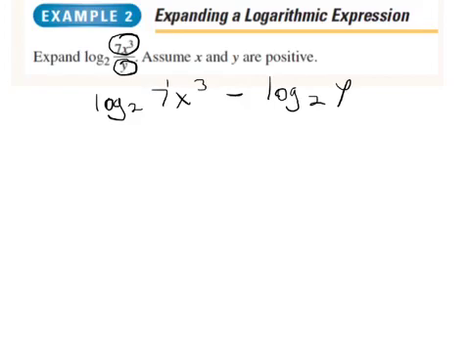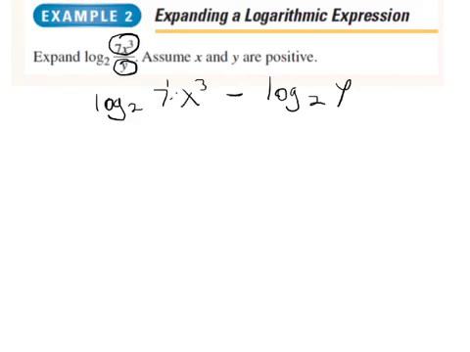Our 7 has an exponent of 1. So we need to separate the multiplication first. If there had been parentheses, you could go ahead and do that, but there haven't been parentheses here. The cubed only works for the x.